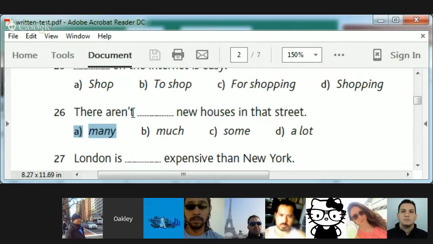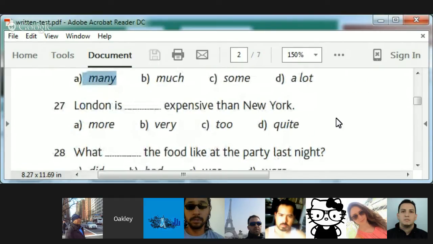Yeah, we don't generally use a negative with some. I don't have some money. Sounds weird. In that case, we'd use any. I don't have much money, or I don't have any money. Money, of course, being uncountable, I use much. There aren't any new houses on the street. There aren't many new houses on the street. That is definitely the correct answer. Okay, very good. All right, moving on.